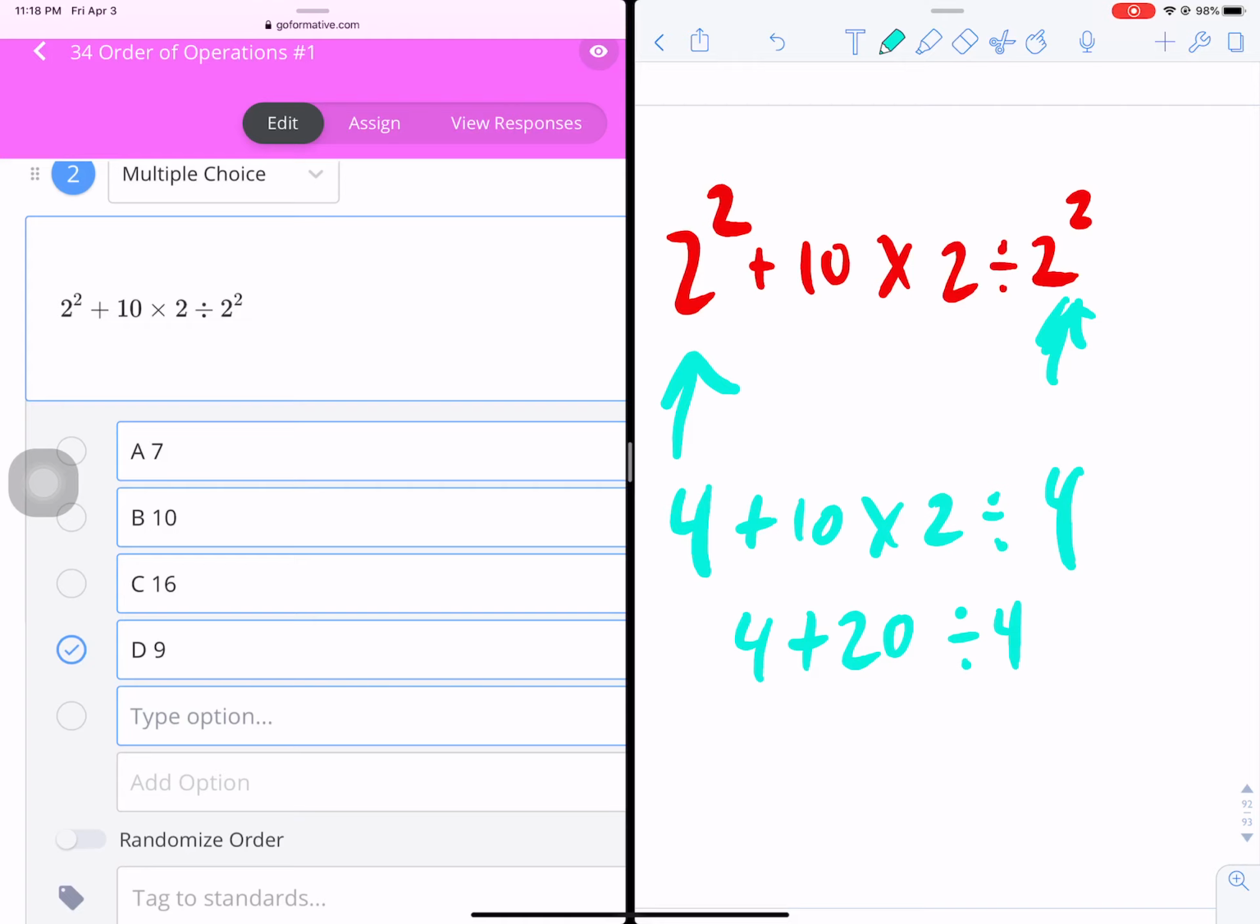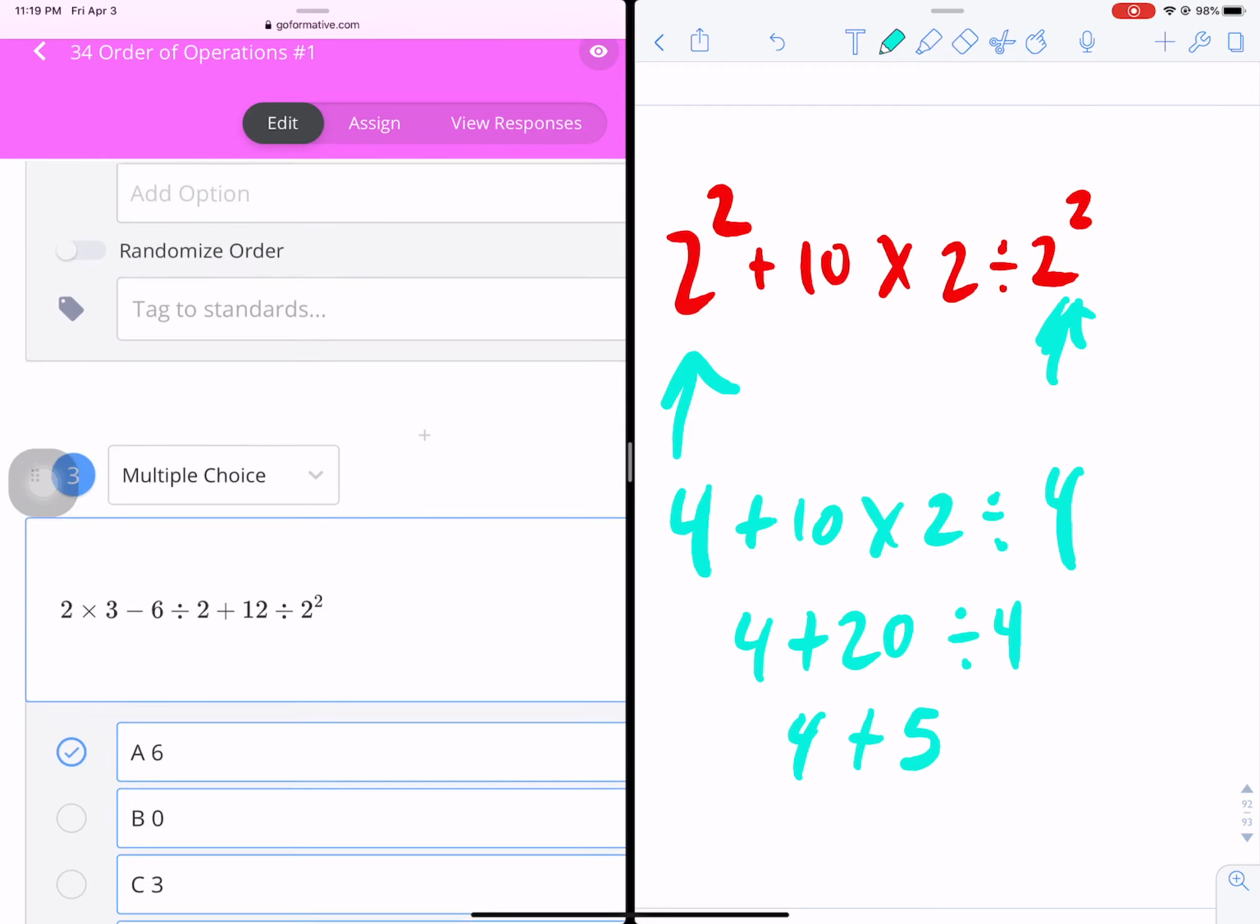2 steps left. Addition or division. Do you know which one goes first? If you don't know, go back and look at the list. Division goes before addition. So I'm going to do this problem first. What's 20 divided by 4? That's 5. And then I just rewrite it. 4 plus 5. And lastly, 4 plus 5 is 9.